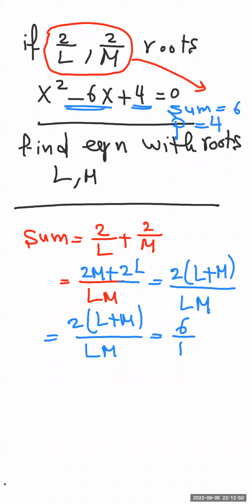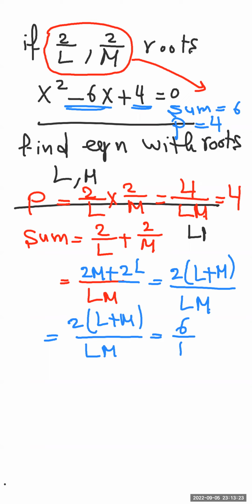What about the product? Product equals 2 over L times 2 over M. It will equal 4 over LM, which means 4 over LM. Now, the product of the two roots equals what? It equals 4. So 4 over LM equals 4, so from this point we can get LM equals 1, right?